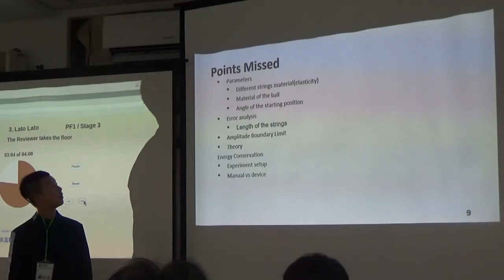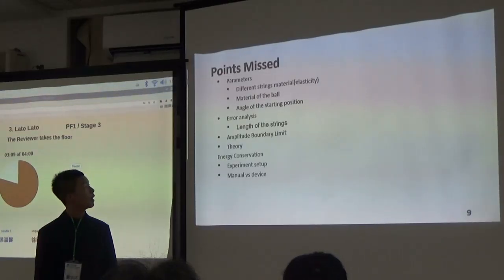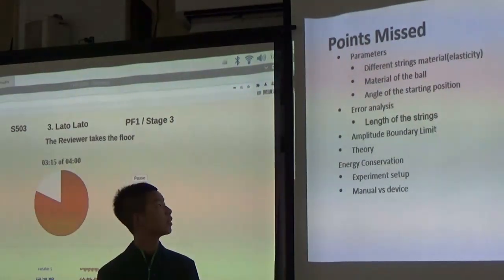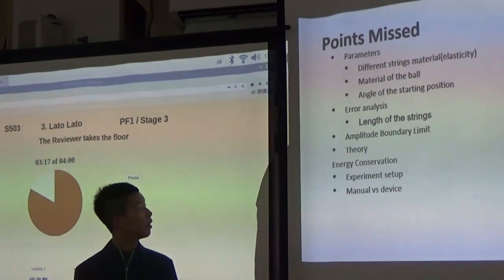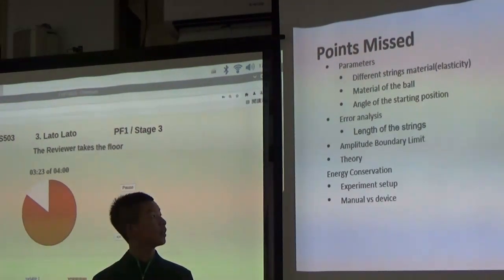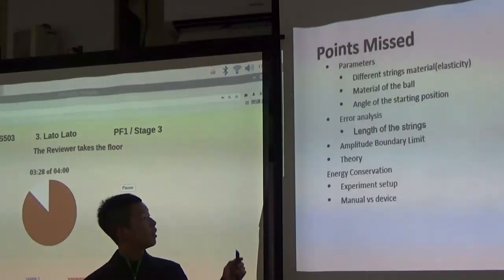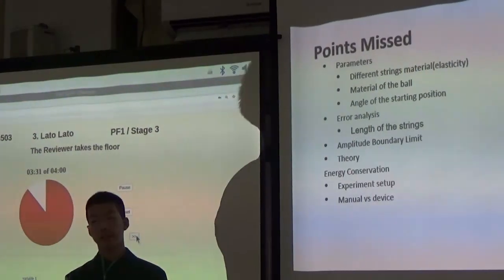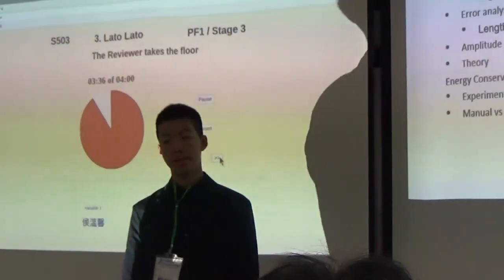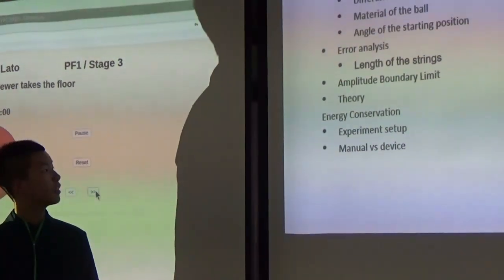They did not discuss different string material and different material of the ball. And the angle of the starting position is not answered, since the reporter didn't mention it in the PowerPoint. And the error analysis: the reviewer strongly suggests the reporter track the length of the string during the experiment. And they failed to discuss the boundary limit. The reviewer really wants to know what the limit is when the ball is not able to collide. And last is the theory limits, energy conversion.